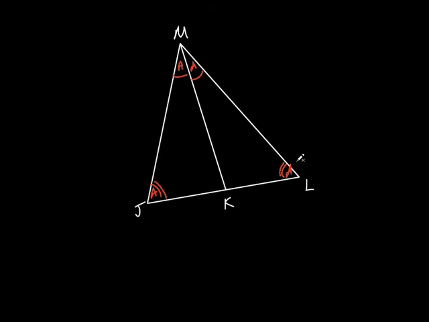Do they give you anything else? Nope. And they want you to prove, I'm going to do this in a different color, okay? They want you to prove that JM is equal or congruent to LM. All right? I don't know that. That's why I put it in a different color, okay? I don't know it, but that's what I'm trying to prove. So what's the good way to prove that segments are congruent to each other, Katie?